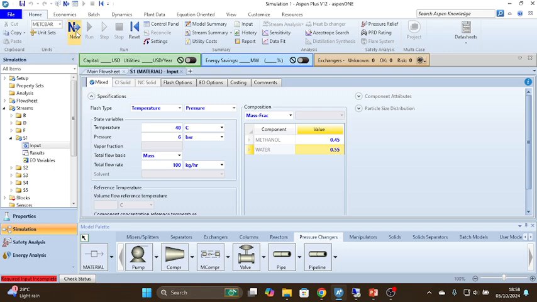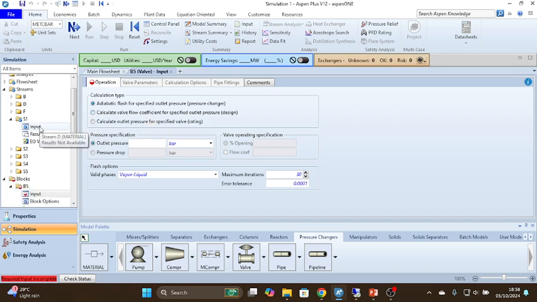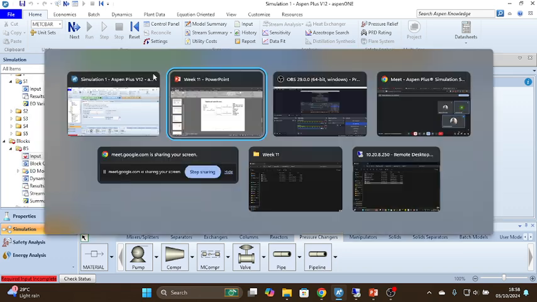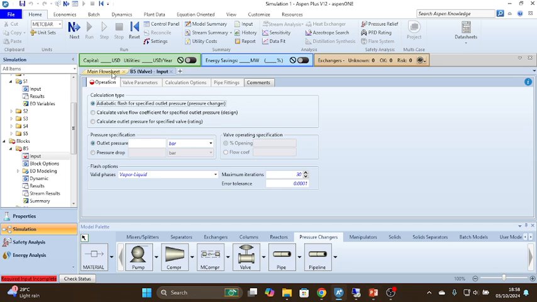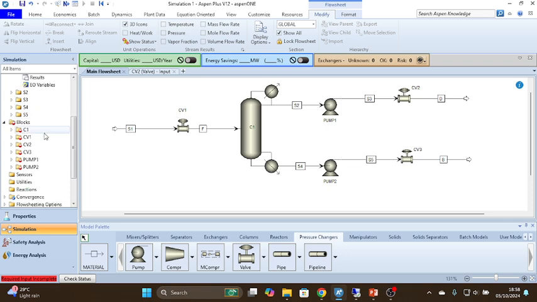Now going to the next, this is control valve 2 and this is control valve 3.